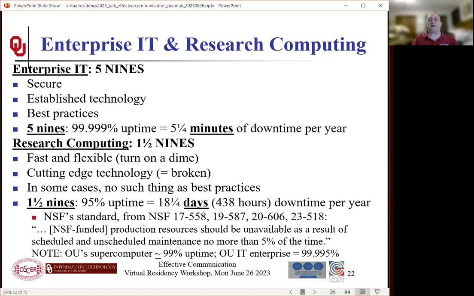And interestingly, in that document, the overwhelming majority of the document is just describing research computing systems, right? They got to get deep into the document before they even start talking about security. First, they have to explain what the research computing systems look like. Okay, so what you end up with is 1.5 nines, 95% uptime. That's 18.25 days, 438 hours of downtime per year, right? So a day and a half, 36 hours of downtime per month, right?